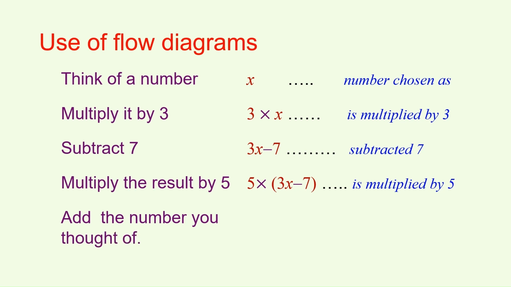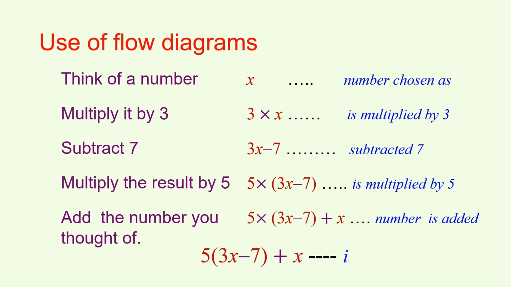Multiply the result by 5. It becomes 5 multiplied by (3 times x minus 7). Add the number you thought of. So the final expression is 5 multiplied by (3 times x minus 7), plus x.